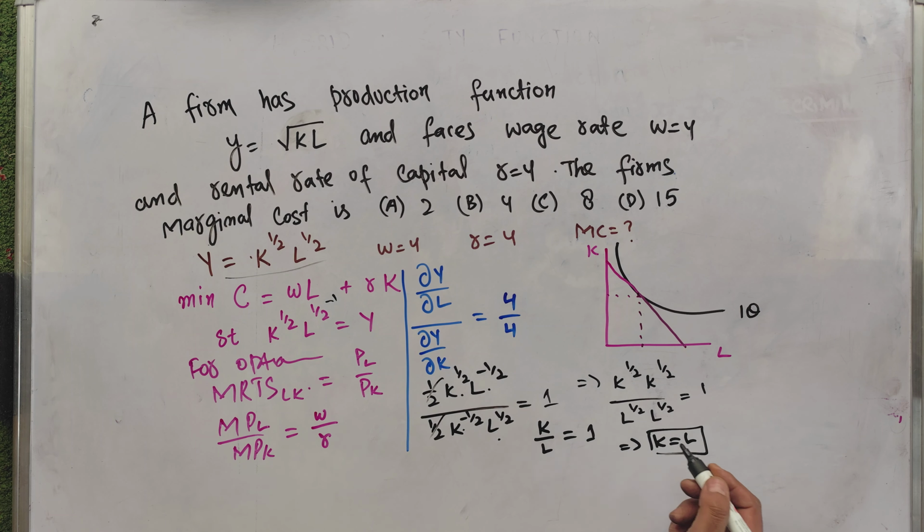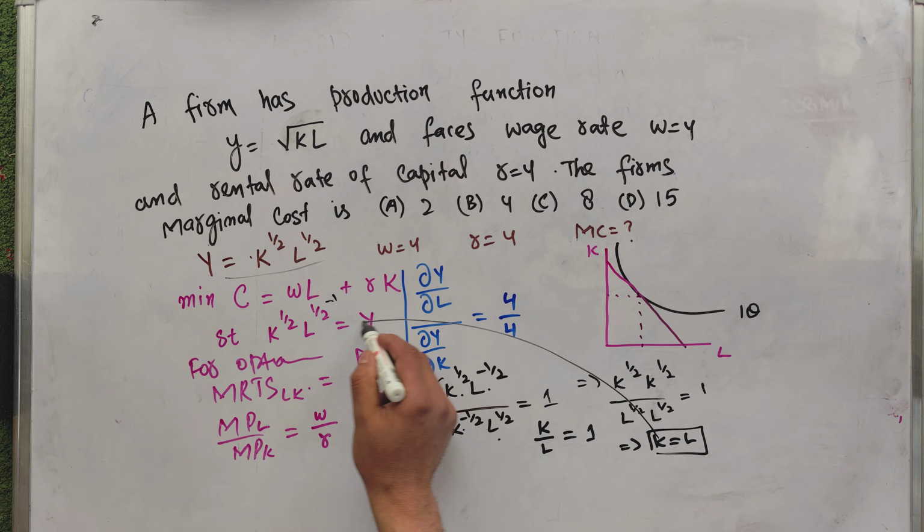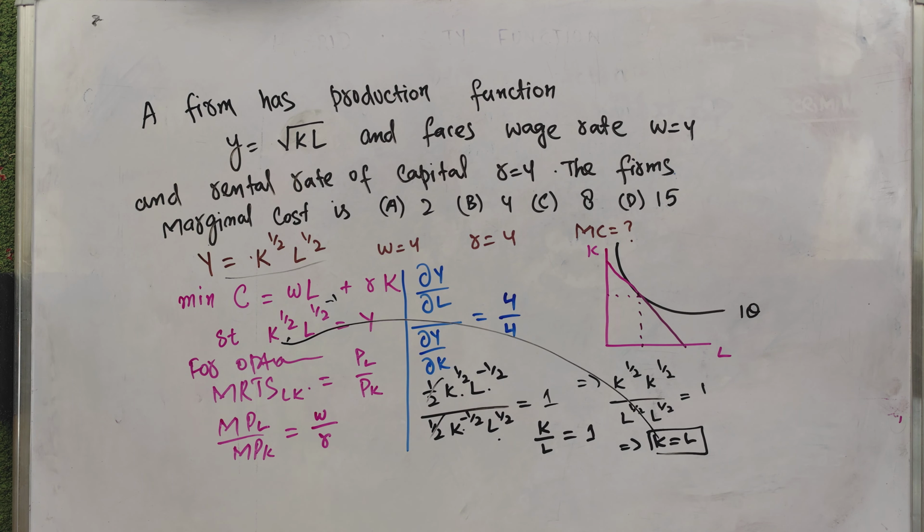Now we plug the value K equals L into the production constraint. So we have L^(1/2) times L^(1/2) equal to y. Again, the bases are the same, so we can add the exponents, and we get L equal to y. If L is equal to y, and K is equal to L, then K is also equal to y.